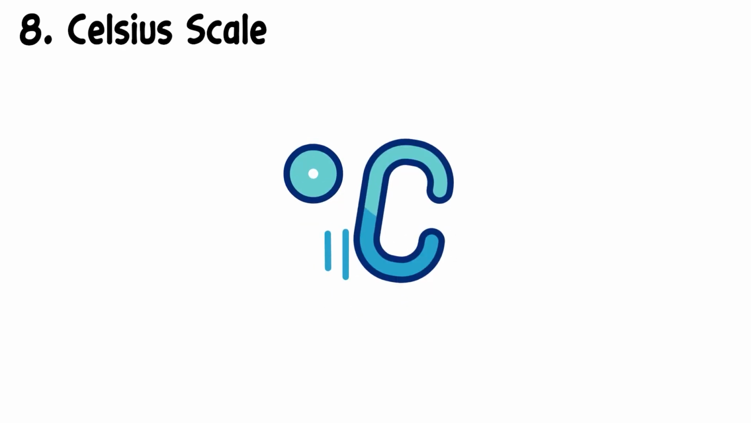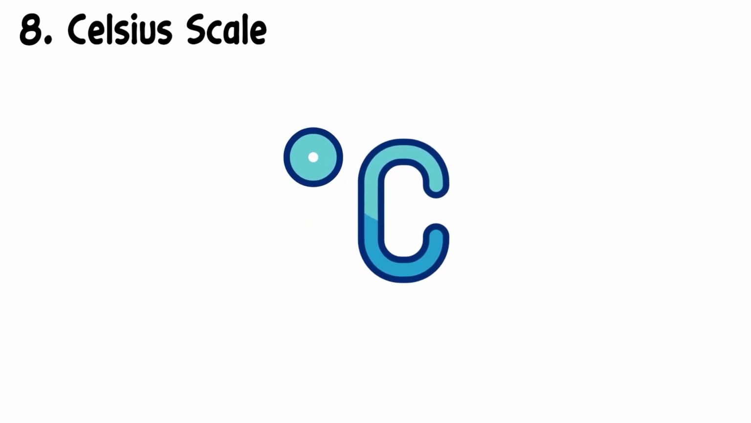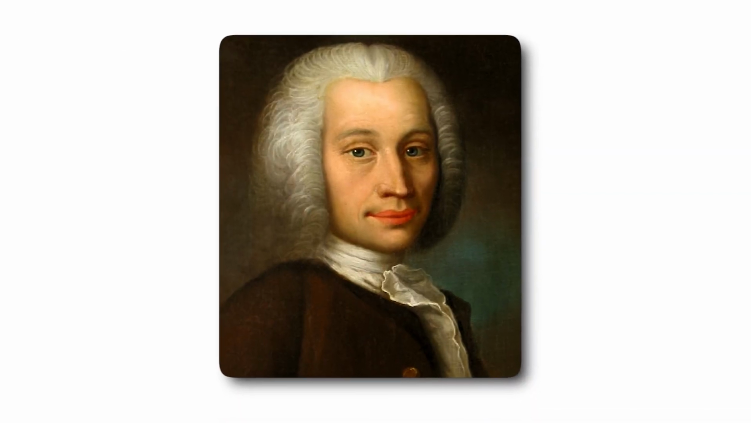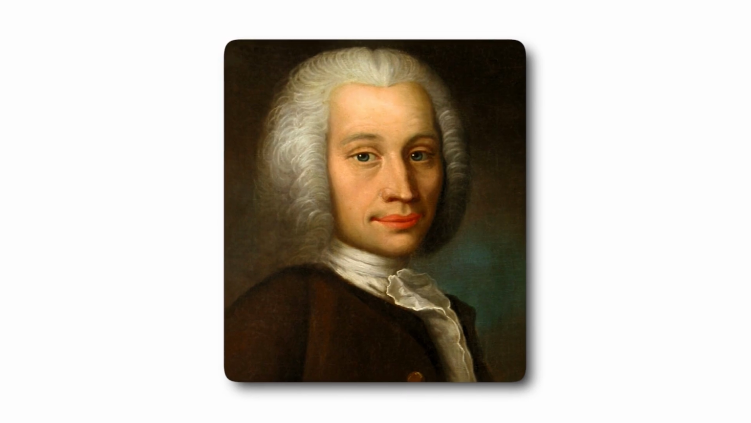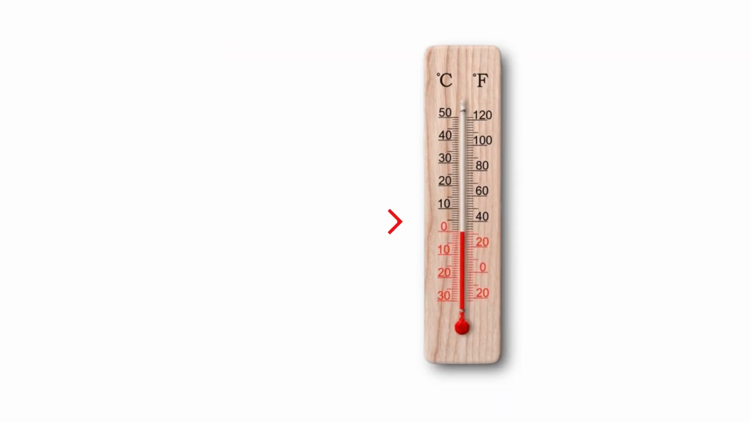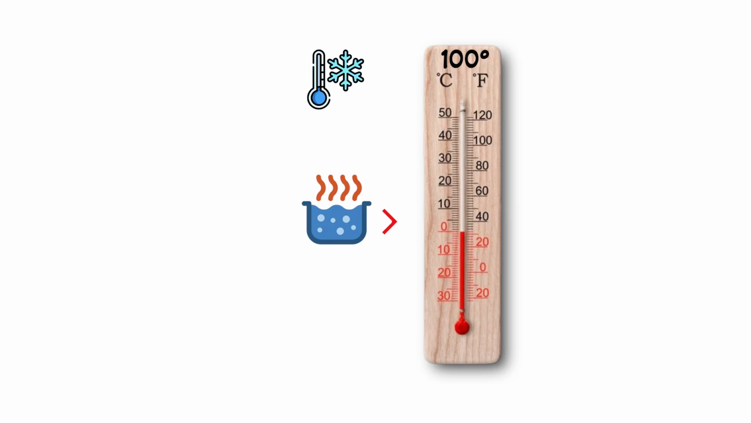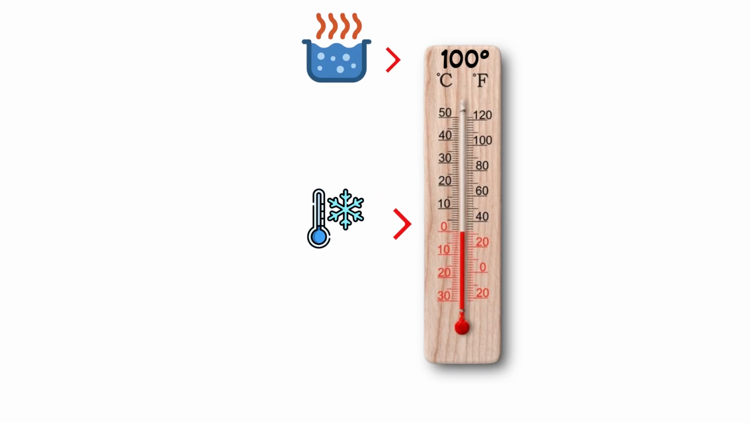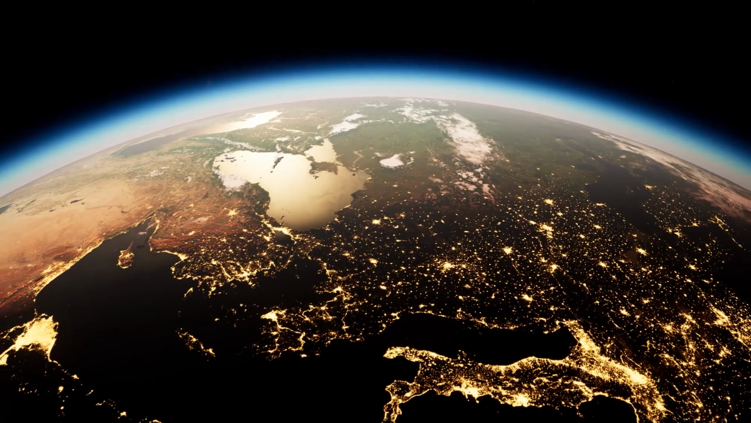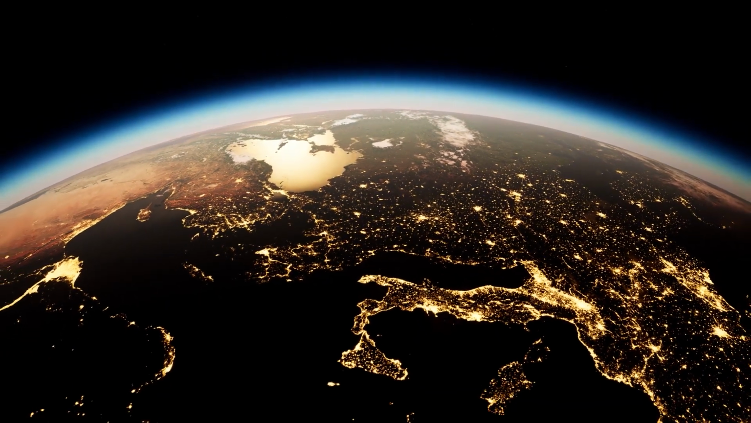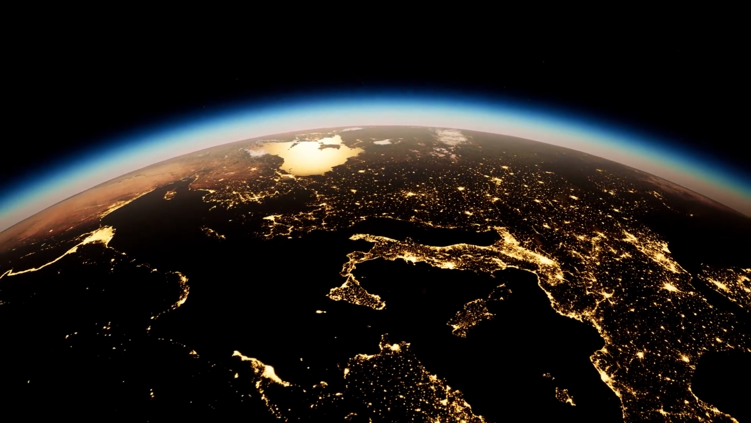Number 8. The Celsius Scale. Proposed by Swedish astronomer Anders Celsius in 1742, this scale originally set 0 degrees as the boiling point and 100 degrees as the freezing point of water. However, it was later reversed to its current form, 0 degrees Celsius for freezing and 100 degrees Celsius for boiling. The Celsius scale is widely used worldwide, especially in scientific and everyday contexts.